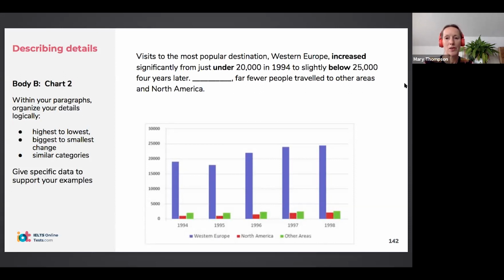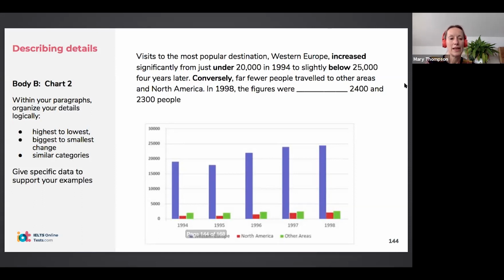Far fewer people travel to other areas in North America. Yeah, you could say in contrast. So you need some kind of expression of concession, something that's going to be a change here. We've used conversely, but you could say by contrast. You could also say, however. Conversely, far fewer people travel to other areas in North America. In 1998, the figures were something.